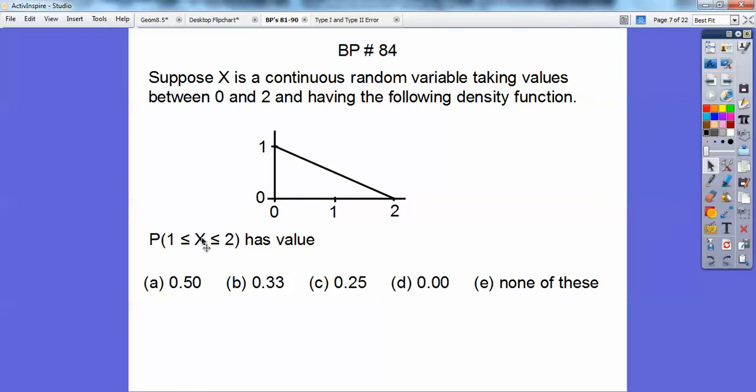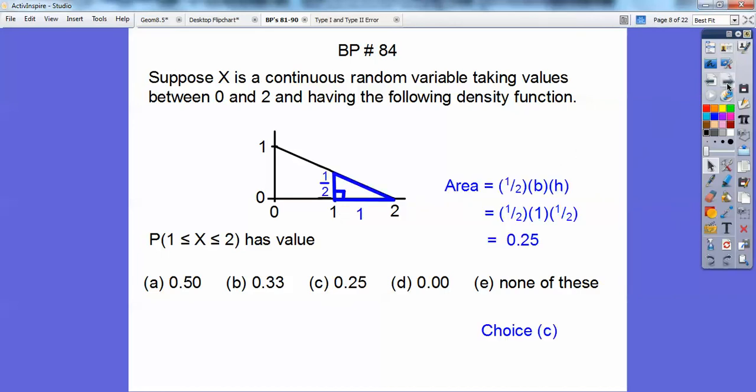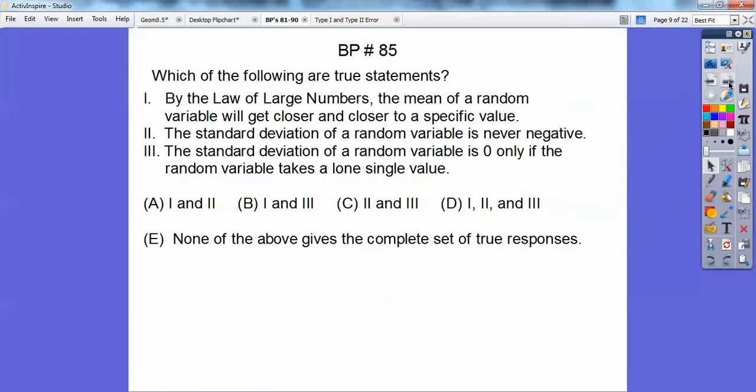So what's the probability that X is in between 1 and 2? Well, that would be this little right triangle right here. So 1/2 base times height, so it's going to be 1/2 times 1 times 1/2, because this is 1/2 right here. And I get 1/4, which is 0.25. Choice C.